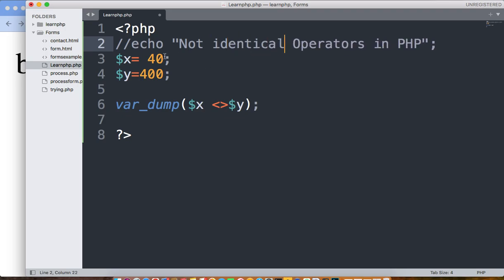The not identical operator, what does it do? It is represented first of all in this format. You know we talk of identical to be 3 equal signs, but not identical is going to be an exclamation mark, then we have 2 equal signs. And what does it do? It returns true if x is not equal to y, or they are not of the same data type. So let's see what happened here.